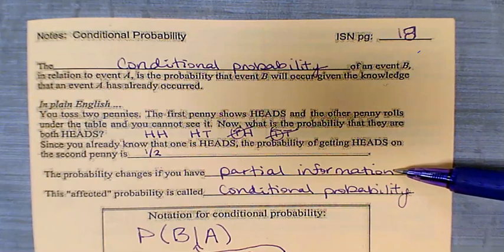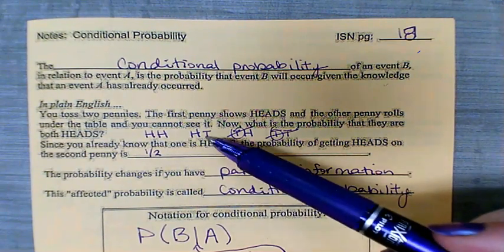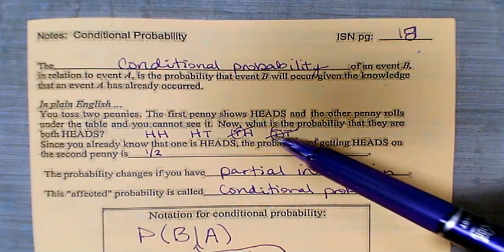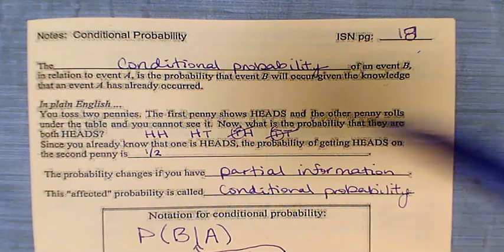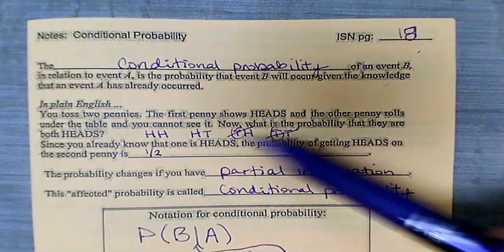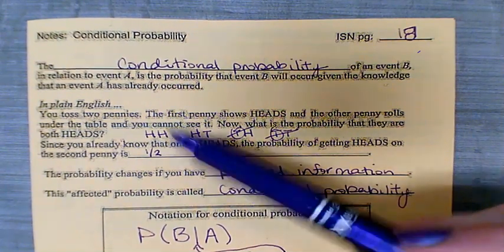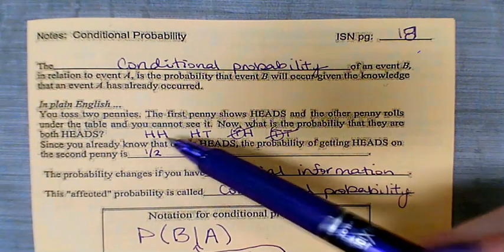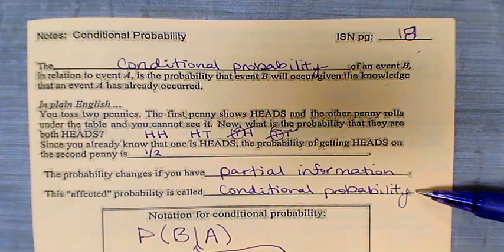So the example given is, let's say you toss 2 pennies. Your results can either be the first one heads, second one heads, first one heads, second one tails, tails heads, or tails tails. If the first penny shows heads and the other penny rolls under the table, you can automatically get rid of anything that started with a tails on the first flip. So the probability of getting both heads is no longer 1 out of 4. It's now 1 out of 2. So having partial information changes your probability, and that affected probability is called the conditional probability.